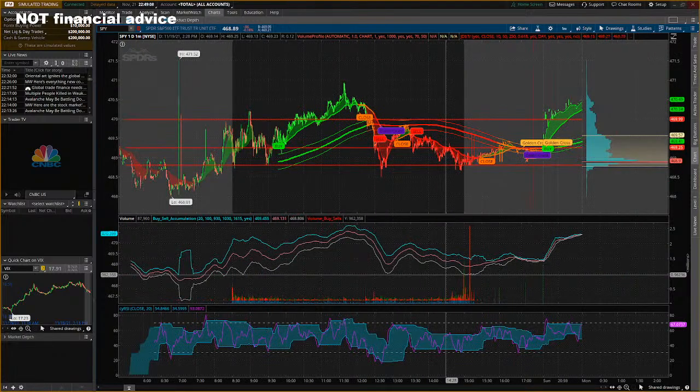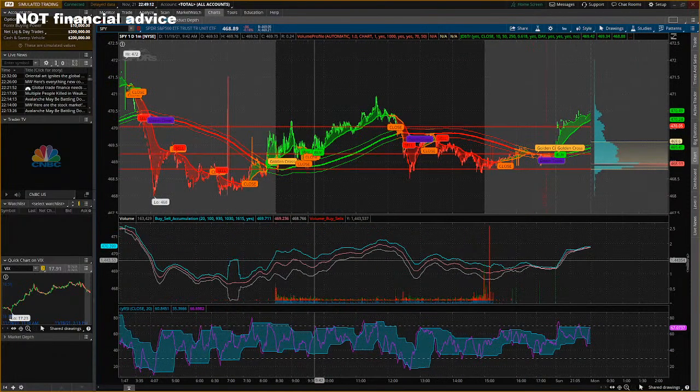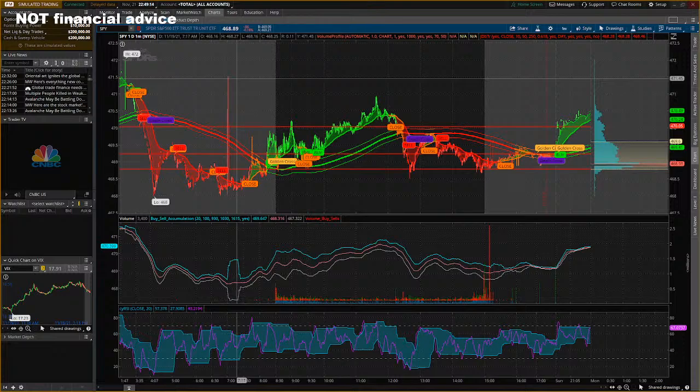Sometimes it gets a little laggy depending on your system and how big of a chart or how much data is being loaded, but once it's loaded, this is what it looks like. And whenever you do zoom in or zoom out, it may have to redraw the lines, so do give it time to update.